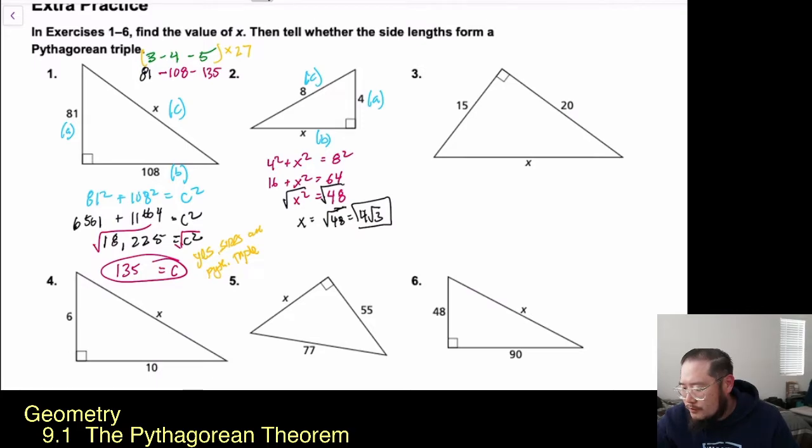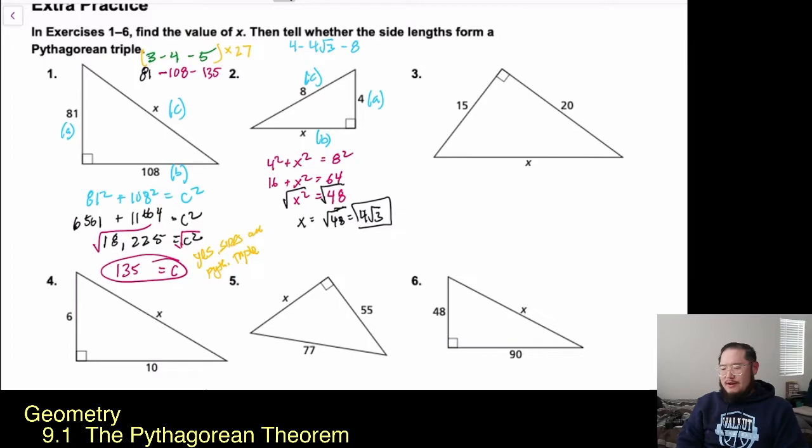Well, 4 rad 3, let's try this again. The shortest side would be 4, and then we have 4 rad 3, and then 8. I don't know how I can start off with 3, 4, 5, 5, 12, 13, 8, 15, 17, and 7, 24, 25. There's no way I could multiply any of those numbers and get 4 rad 3 and 8 by multiplying each at the same time. So therefore, Pythagorean triple, no, they don't form that, not on this one.